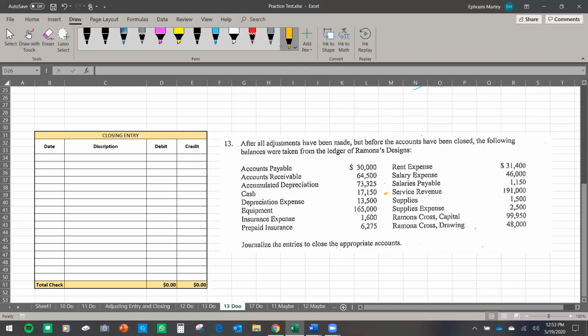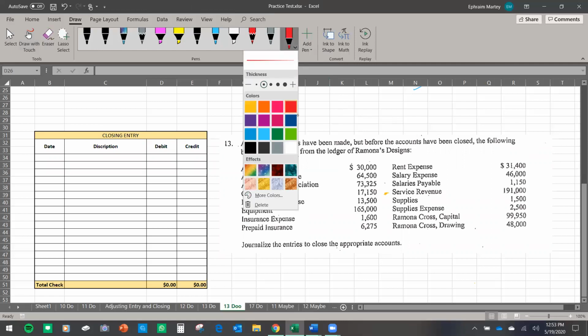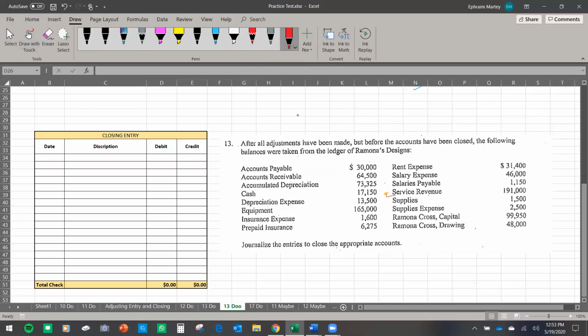Okay, so we have our revenue. Let me use a brighter pen. So we have our revenue here. Okay, good. So we are going to close that amount. We are going to close this. And because we are closing it and it's credit, it's going to be debit. So we're going to close it with debit. Okay, we're going to do the opposite.